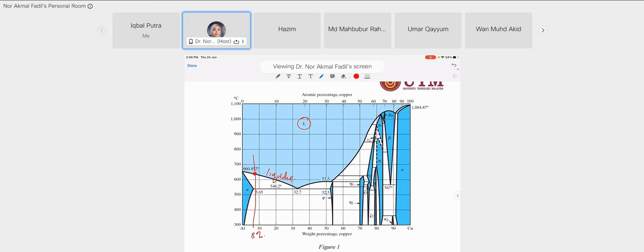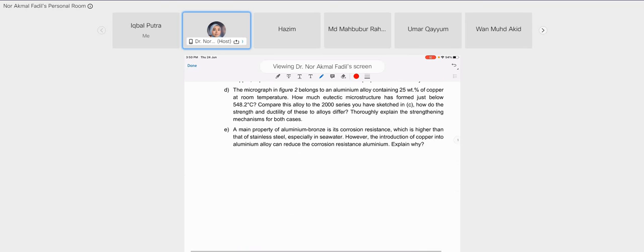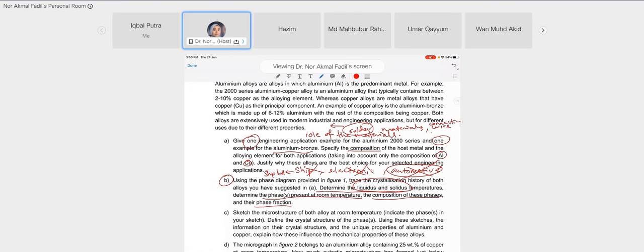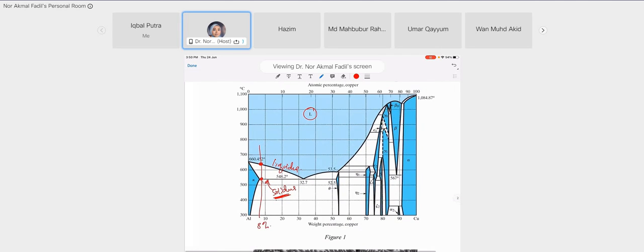And then this is the solidus. Why is it solidus? Because it is the limit where your molten material completely transforms into solid upon cooling. So to determine the liquidus and solidus temperatures, you read the temperature on these lines. You can straight away read this temperature and this temperature.